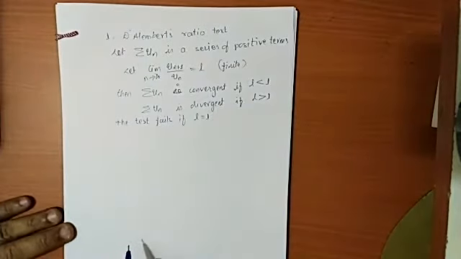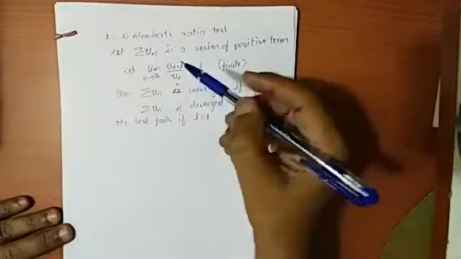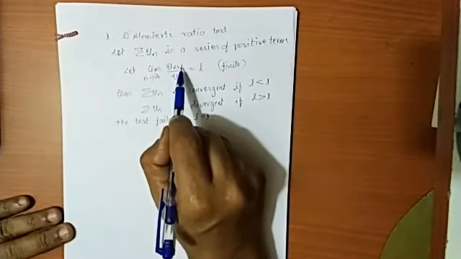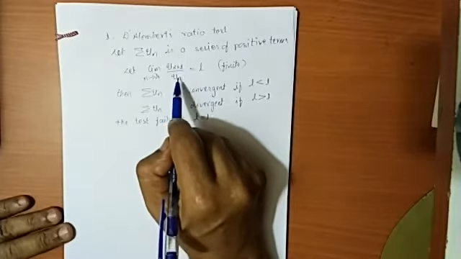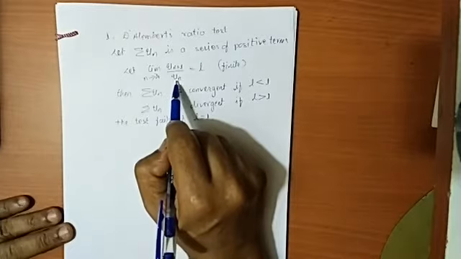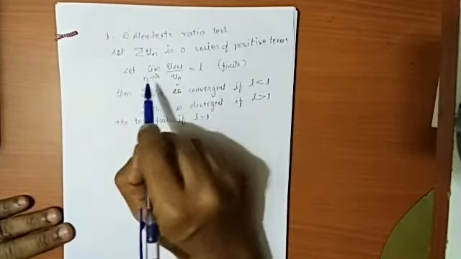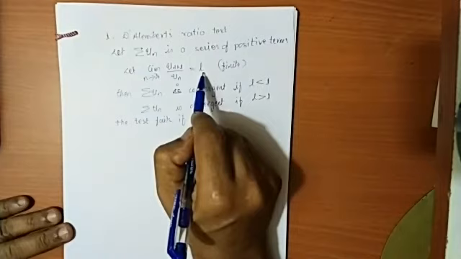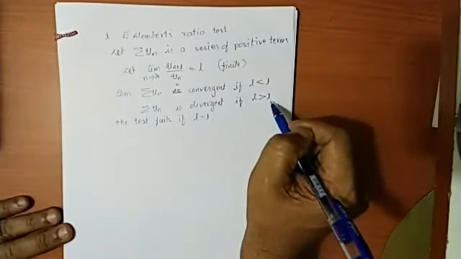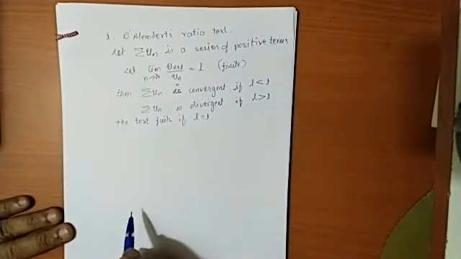So what is your method now? Given an infinite series un, I should find out un plus 1, the n plus first term, then divide that by un. Then find out the ratio and the limit as n tends to infinity. That is your job. If L is less than 1, it is convergent. If L is greater than 1, the series is divergent.